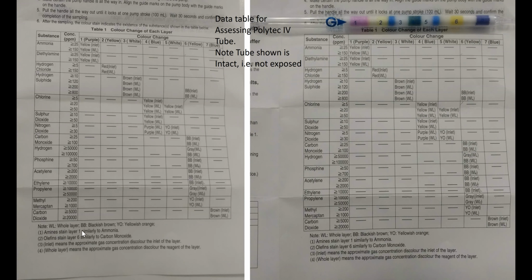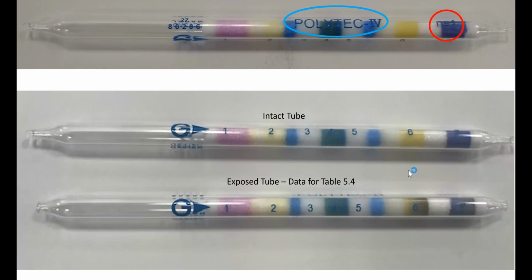Now, if you have a color change, you have, based on whether it's the whole air or the inlet, an estimate of what the concentration might be. And then you're going to record based on the color changes, which in the tube that's coming up, what we think is there. So here's our tube. You can see this is a 1-stroke tube as well, our Polytech 4. Here's the unopened tube. Here's the one that was exposed for the lab. This is your data for table 5.4.